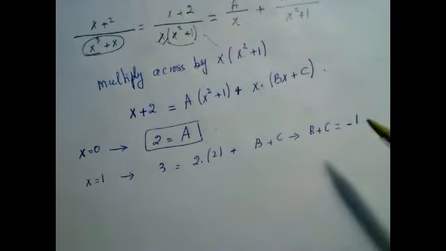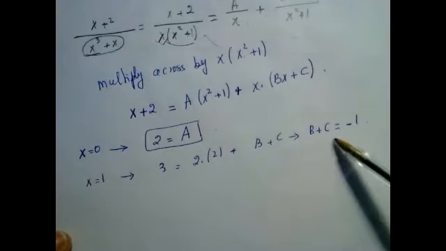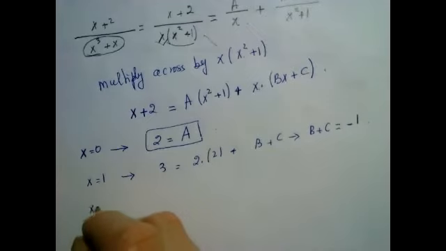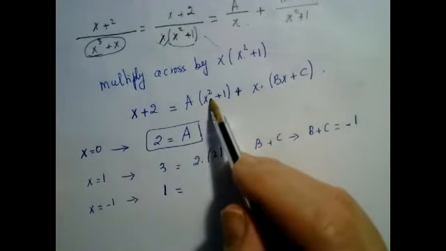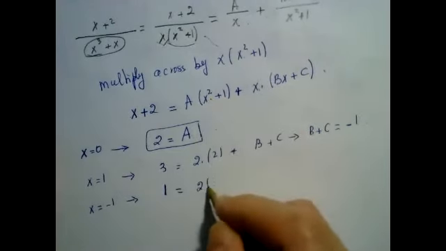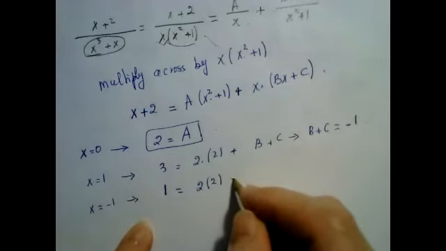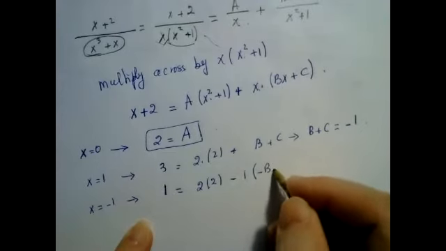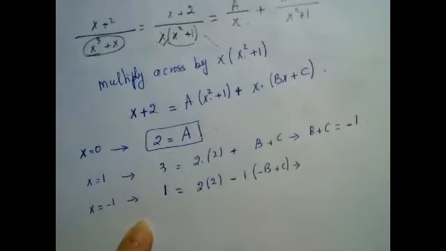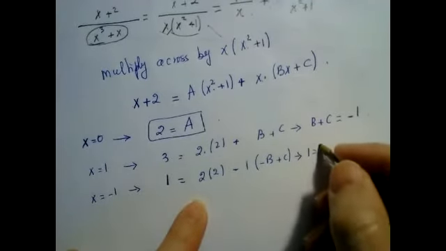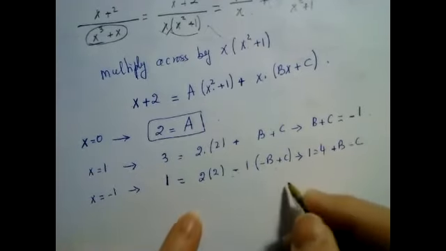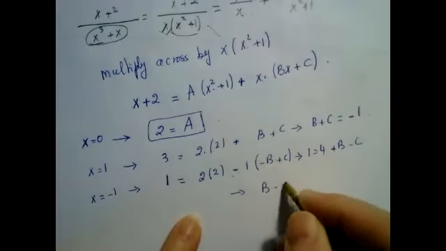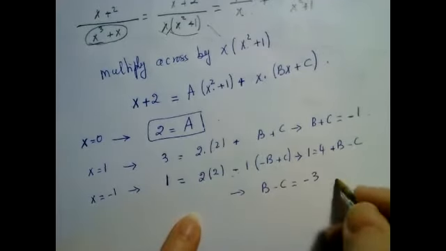You tell me, okay, but you didn't get any of them. I agree, I didn't get B or C, but we're going to do the following. I'm going to take another simple value, like minus 1. I will have minus 1 plus 2, it's 1, equal to 2 times minus 1 squared, and now if I plug in minus 1 for x, I will have minus B plus C. So this will give me 1 equal 4 plus B minus C, so B minus C equal 1 minus 4, minus 3.